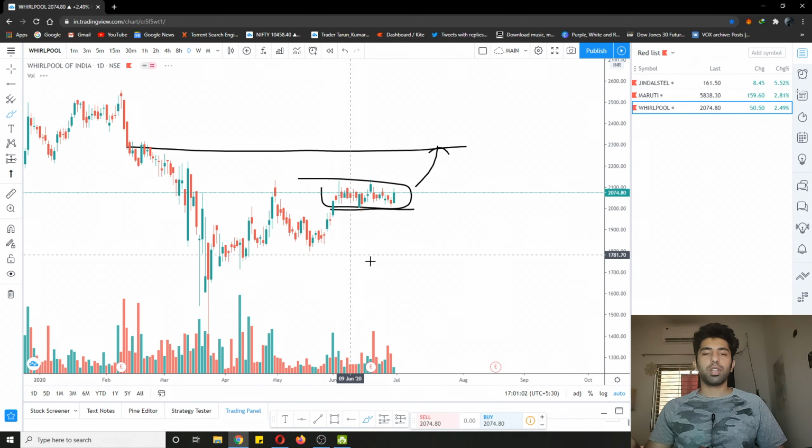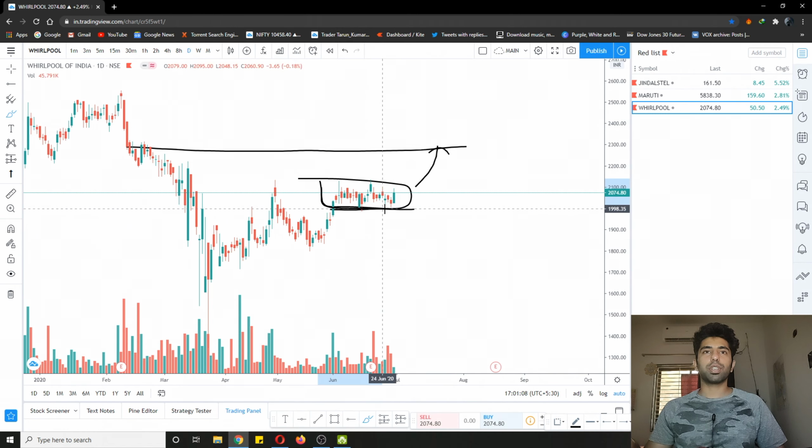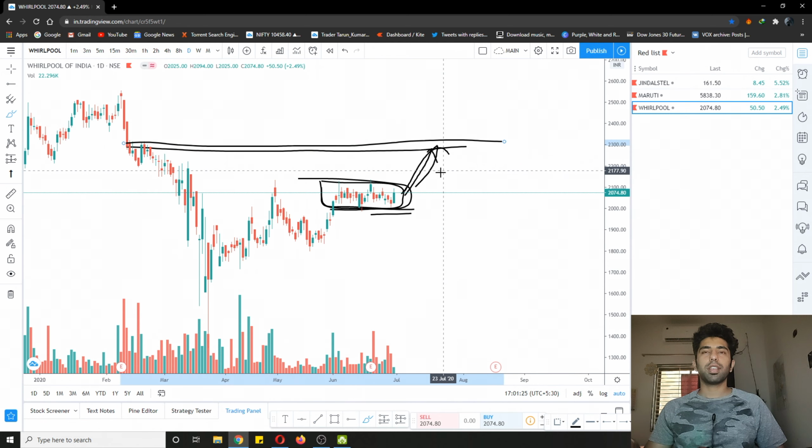Now Whirlpool has been in a sideways market for around 30 days. It started on 2 June, so it is going completely sideways, and my best guess is that most likely it will go up. So we can place a stop loss on the lower side and go long, and take the target as 2300, which is the previous resistance, and we will take the target till there.